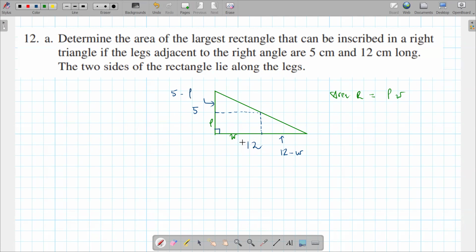Forget about the rectangles. Let's find the area of the big triangle. Area of the triangle is base times height divided by 2. So that's 30 centimeters squared. What's the area of this? It's going to be in terms of letters.